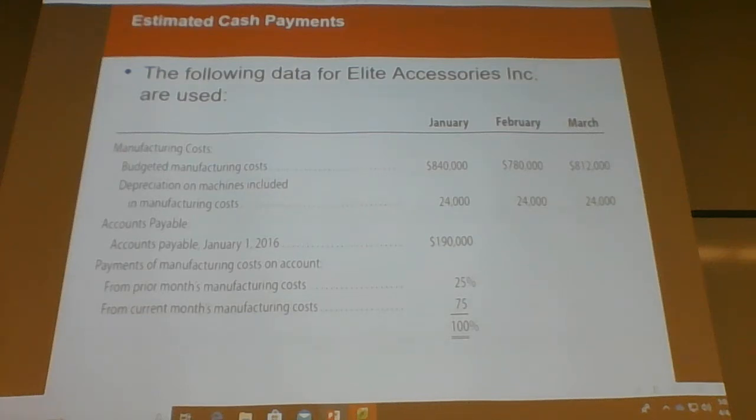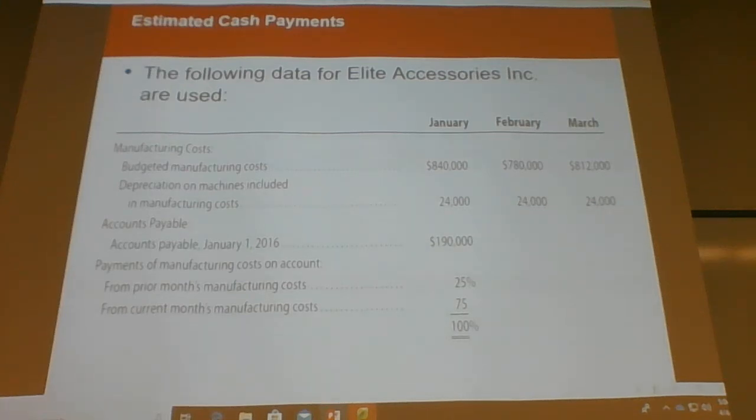So when we look at this company, and again, we are going to simplify things just like we did with cash receipts, we're going to be looking strictly at manufacturing costs. Okay, so we have the same 3-month period here, and we have some budgeted costs of $840,000, $780,000, and $812,000 for these 3 months. Now, because we're talking about compiling a cash budget, we have to recognize that depreciation, which is definitely an operating expense, we have to subtract that out because depreciation is based on timing. There's not an actual outflow of cash for depreciation expense.